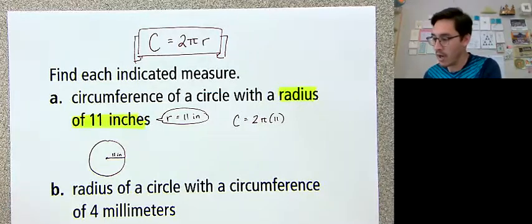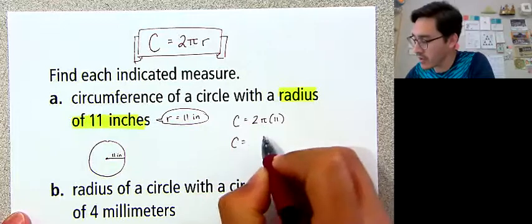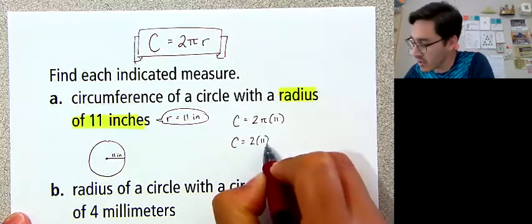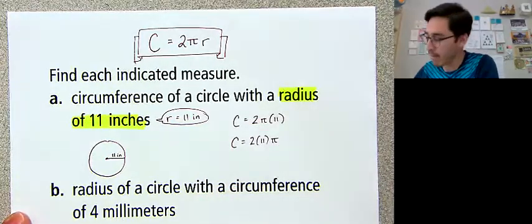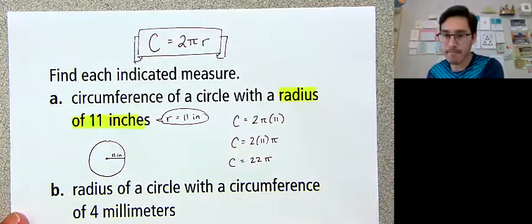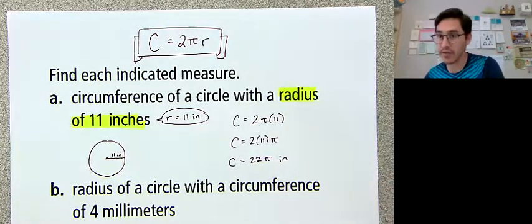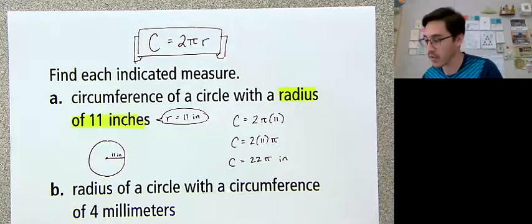Now you can always change the order of multiplication. So we can write C equals 2 times 11 times pi, and then you can write that as 22 pi. And of course, the units would be inches. Radius is a length, circumference is a length, so they're going to have the same units.